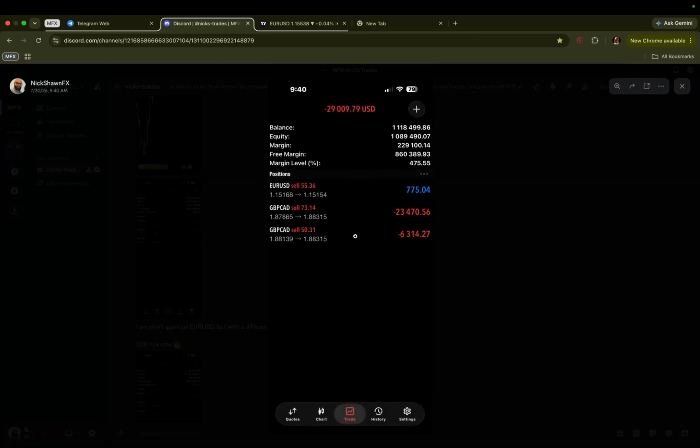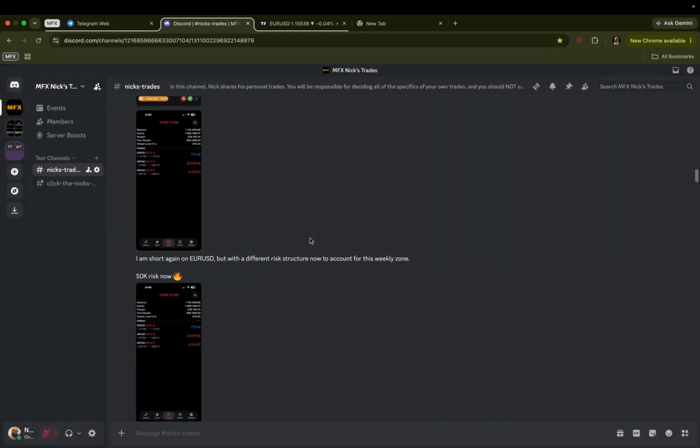I was in this trade. It went up a little bit more. This was a GBP CAD trade as well. It's a separate trade. I already talked about this in my Telegram channel.